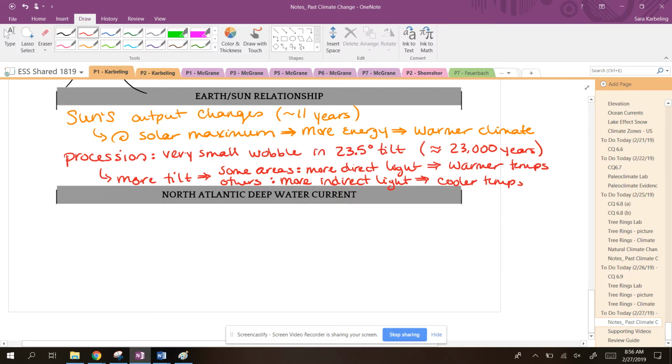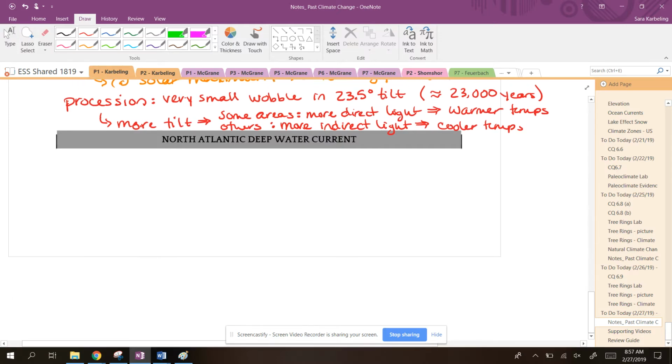This is always one of those things that I get nervous about telling you because I don't want you to get in your head that the axis is wobbling a lot and that's what causes the seasons, right? This is not seasonal. 23,000 years, okay? We're talking a long time ago. So this is a very slight wobble that happens, but it absolutely does affect our climate, okay? And that's why we see cycles in our climate. We'll look at some data about that next trimester. How are we doing so far? Are we okay?